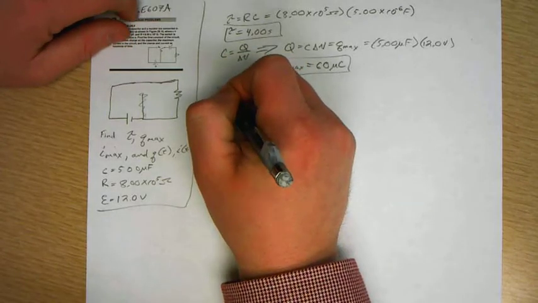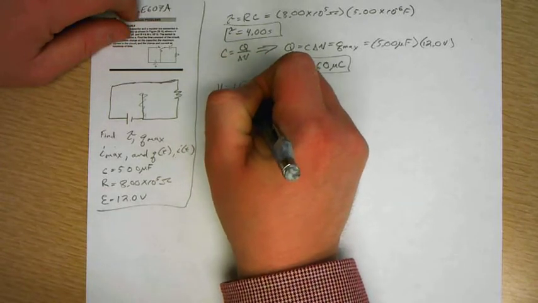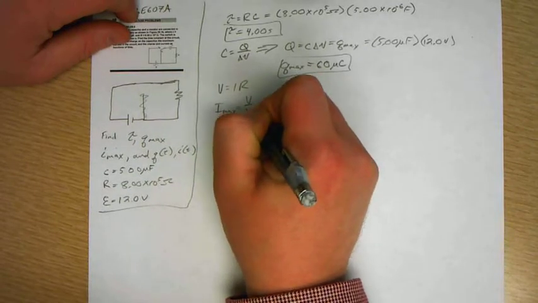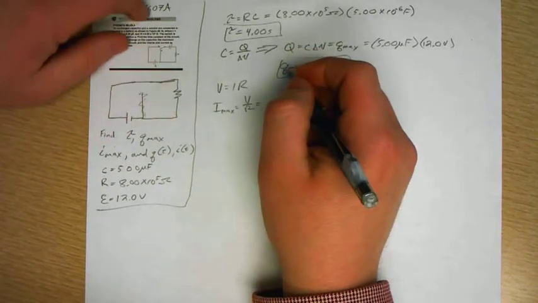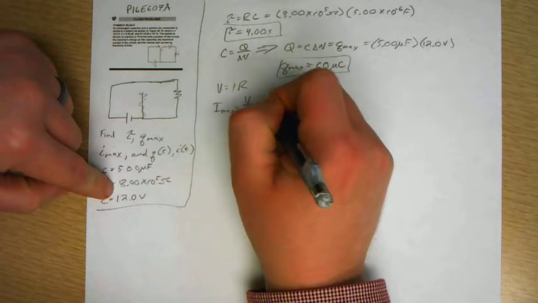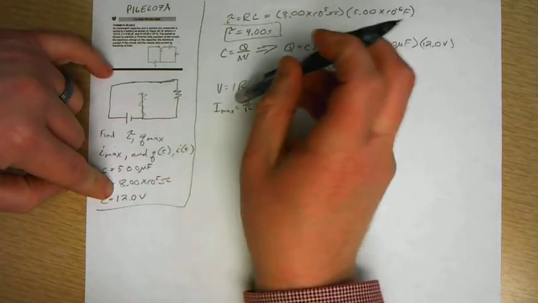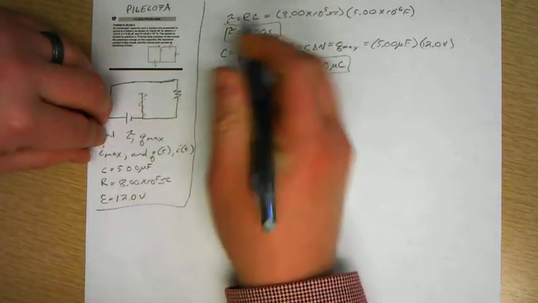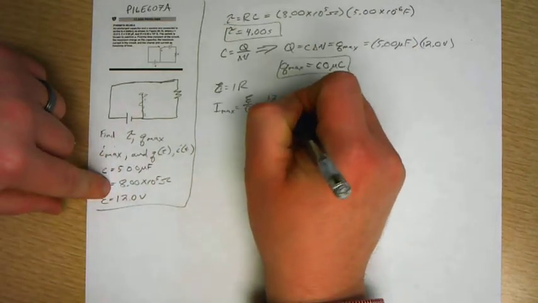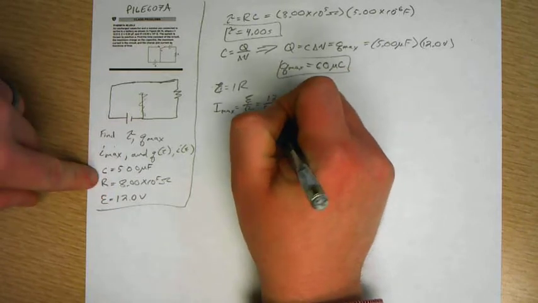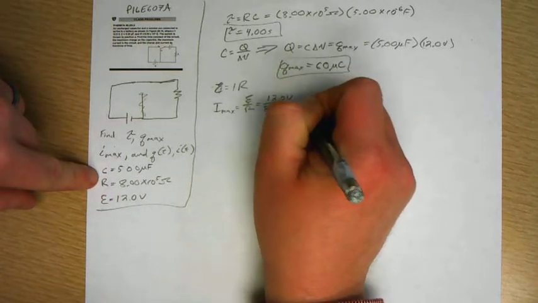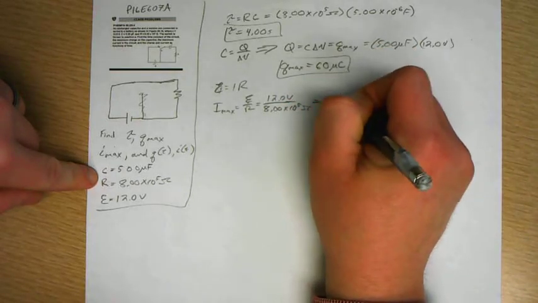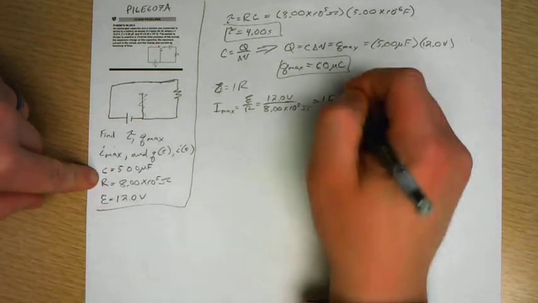So in that case, V equals IR, I max is just equal to V over R, or let's see, the voltage is, I'm sorry, this would be E. We're using E for EMF, electromotive force, which is essentially the same thing. That's 12.0 volts over the resistance, 8.00 times 10 to the 5th ohms. I max is 15.0 microamps.